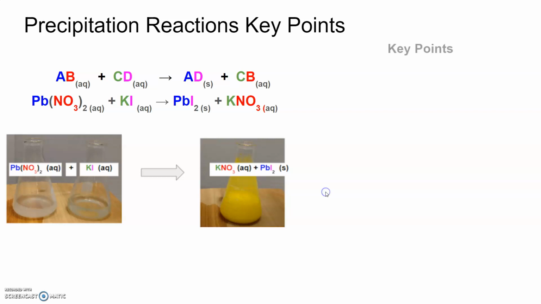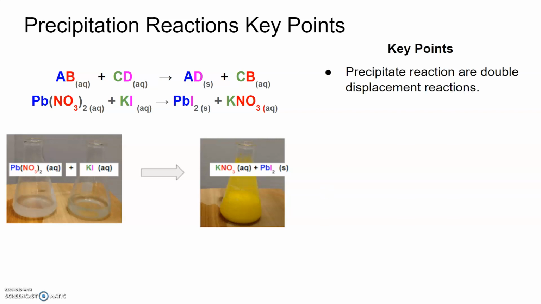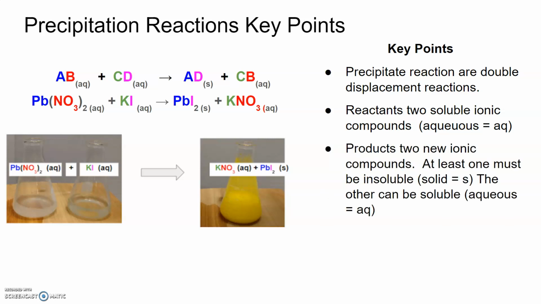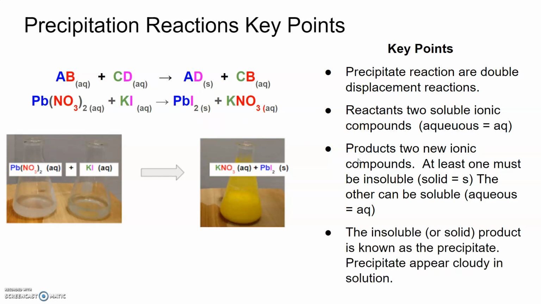So here are some key points about precipitate reactions. First of all, precipitate reactions are an example of double displacement reactions. And the reactants will be two soluble ionic compounds, and they're indicated with the aqueous symbol, AQ. And we can see that here. The lead nitrate and potassium iodide have the aqueous symbol. The products will be two new ionic compounds, and at least one must be insoluble or a solid. So in our case, the lead iodide was our insoluble solid, or our precipitate. So the insoluble product is known as our precipitate, and we know that there's a precipitate because the solution will appear cloudy.